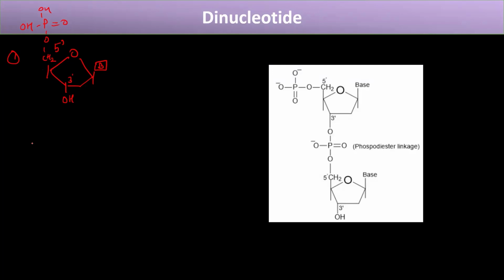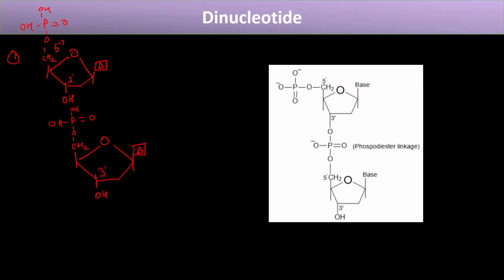Now let's draw the second nucleotide. The second nucleotide will be like this. Suppose there is some random base, adenine, guanine, cytosine, anything. Then you have CH2, you have O, you have P, and you have OH, right? You have O and you have OH, and then you have OH. This is your 3', right?